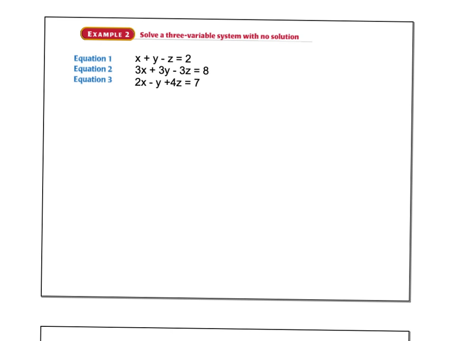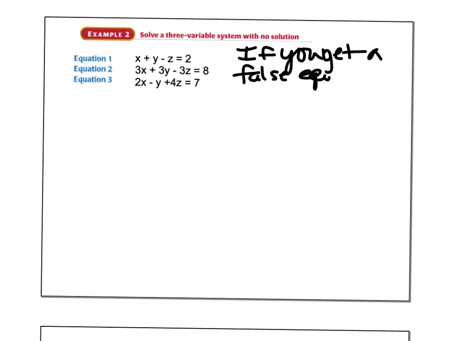The next two examples are special situations. This first one here is solving a three-variable system that will end up having no solution. And the thing to remember is you'll have no solution if you ever get a false equation. So I'm just going to write that down for your notes. If you get a false equation. And I'll show you what I mean by that. So you have three equations, 1, 2, and 3. And let's just, for this time around, try to eliminate z.